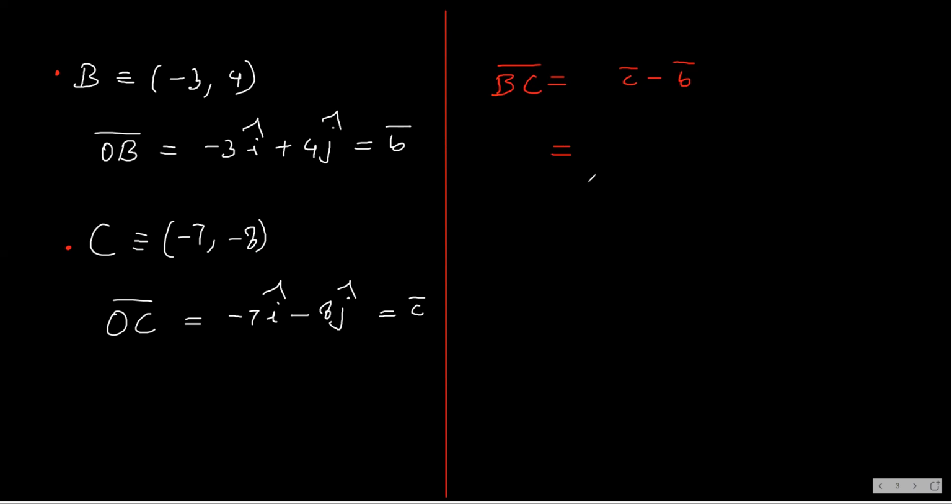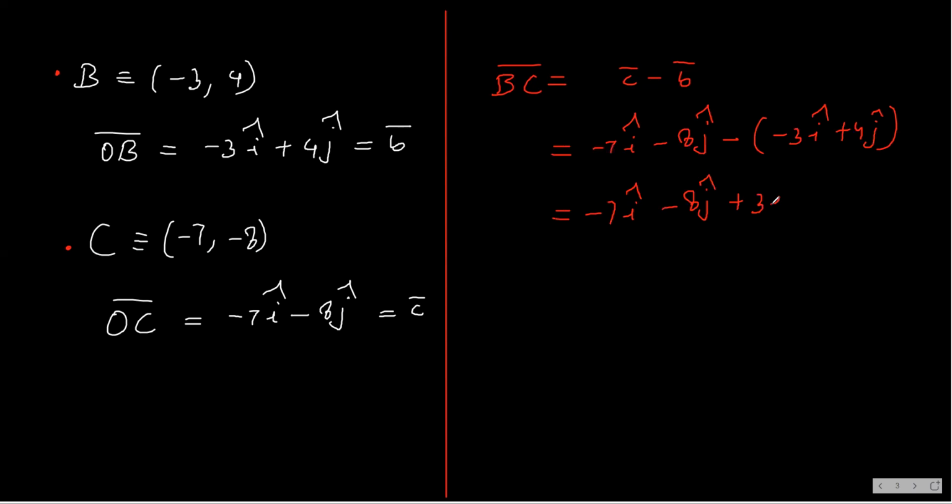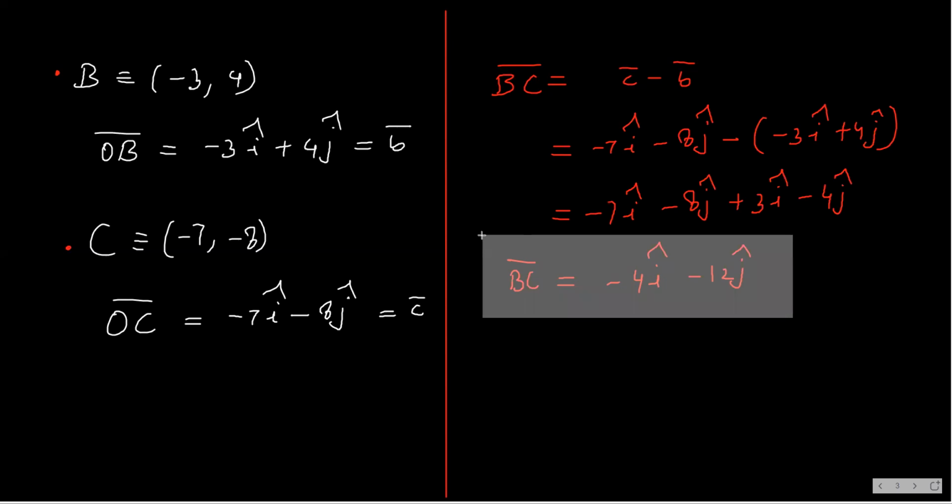BC bar is C bar minus B bar. So what is C bar? C bar is minus 7 i cap minus 8 j cap, minus B bar, that is minus of (3 i cap plus 4 j cap). So when I open this, I get minus 7 i cap minus 8 j cap plus 3 i cap minus 4 j cap. So finally I get minus 4 i cap minus 12 j cap. This is vector BC bar.